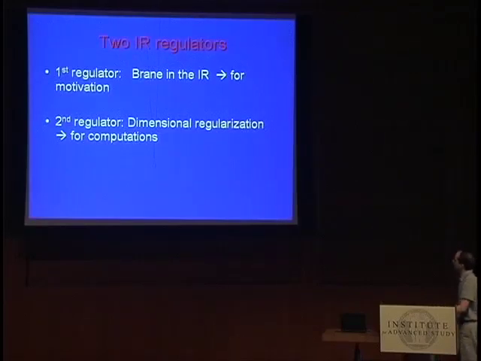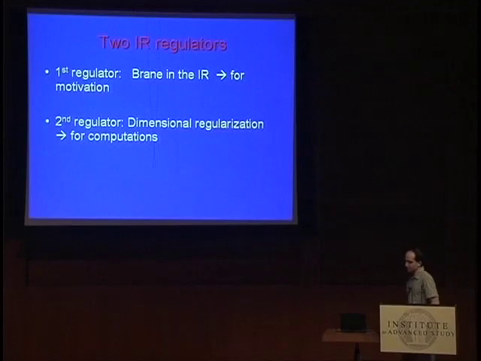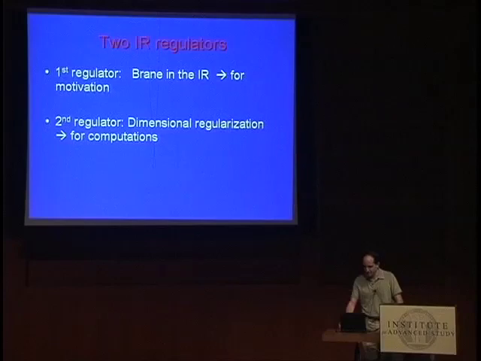So we're going to do this by introducing an infrared regulator, and we'll use two infrared regulators. The first one we'll use to motivate the answer, to motivate the prescription for doing the computation, and the second one we'll use to actually do the calculation. So the first one is simpler for motivating the prescription, and the second is simpler for doing the calculation. The first regulator will consist in putting a brane in the infrared region of the geometry, and the second will consist in doing dimensional regularization.